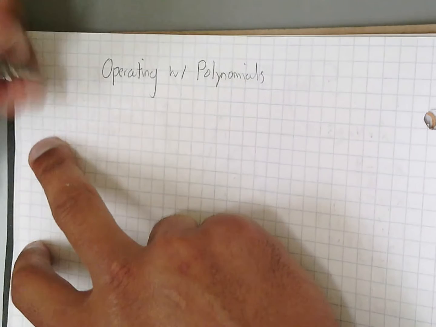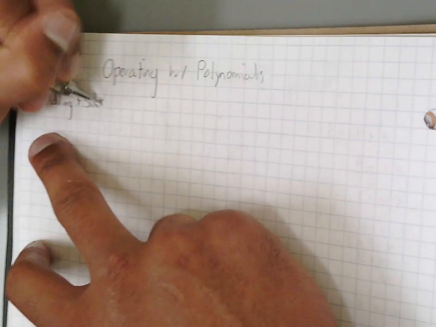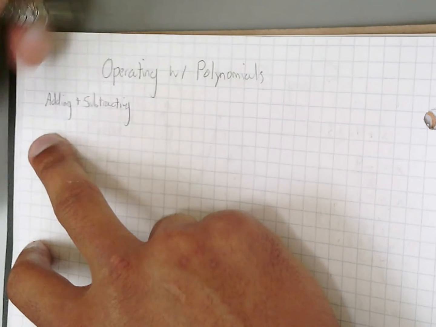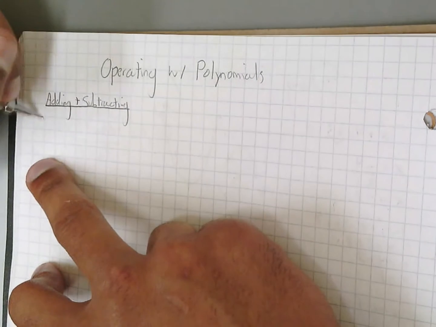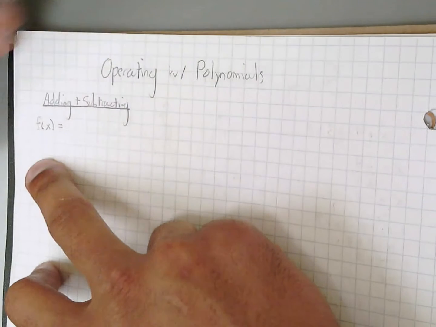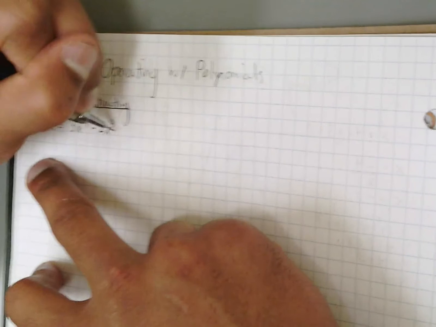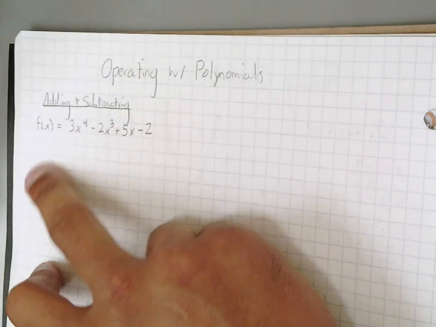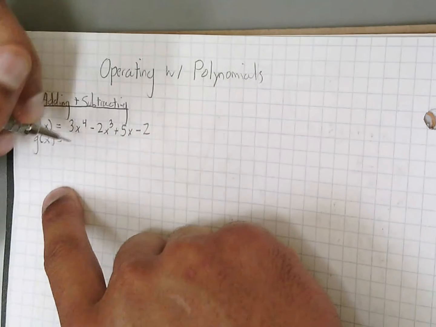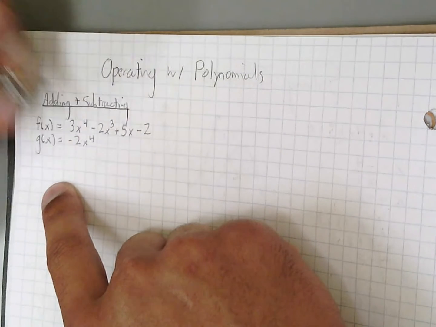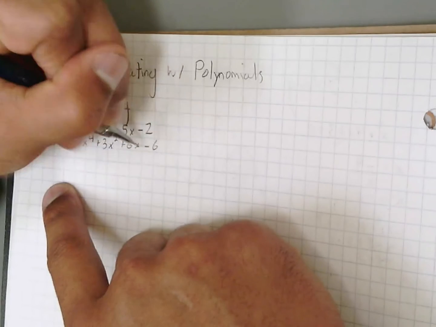So first let's look at adding and subtracting. And it's actually quite easy to add and subtract polynomials. We simply combine like terms. So say we have two polynomials, f of x, and f of x is equal to 3x to the fourth minus 2x cubed plus 5x minus 2, and a second polynomial g of x, and this function g of x is equal to negative 2x to the fourth plus 3x squared plus 6x minus 6.